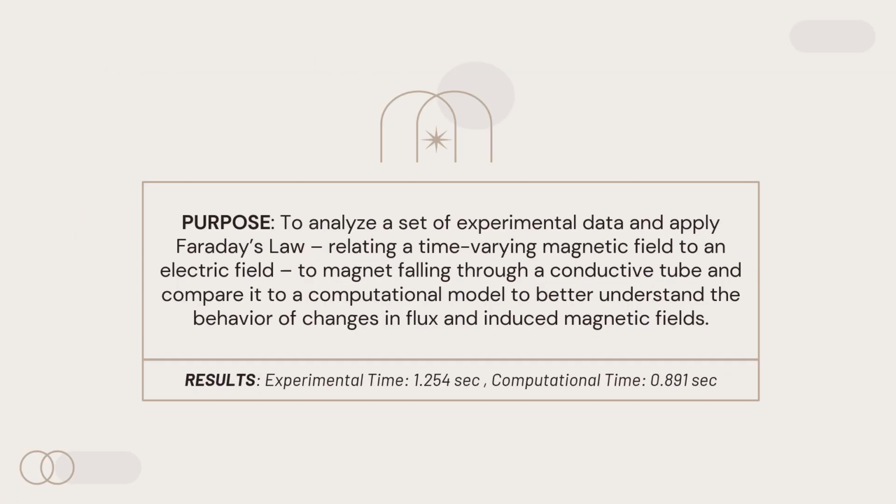The main objective of this investigation is to analyze a set of experimental data and apply Faraday's law, relating a time-varying magnetic field to an electric field, to a magnet falling through a conductive tube and compare it to a computational model to better understand the behavior of changes in flux and induced magnetic fields. So for preview results, we had the experimental time as 1.254 seconds and computational was 0.891 seconds.